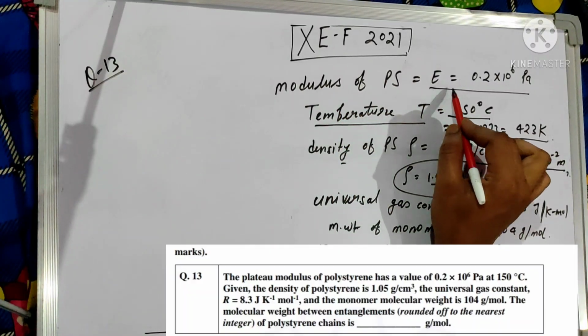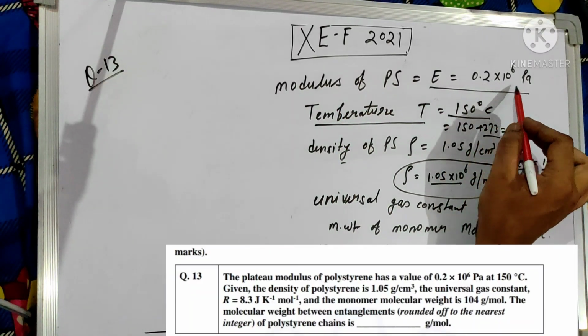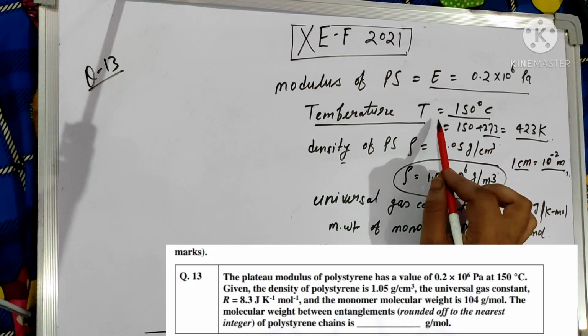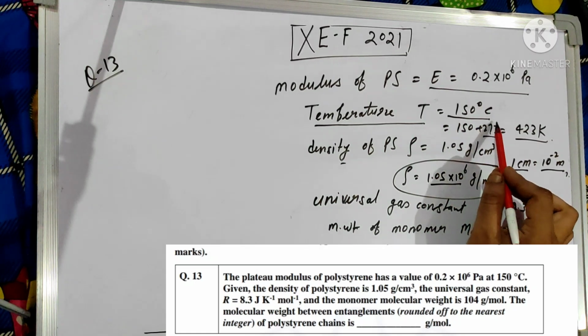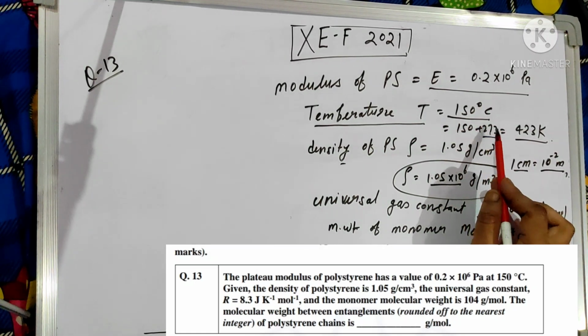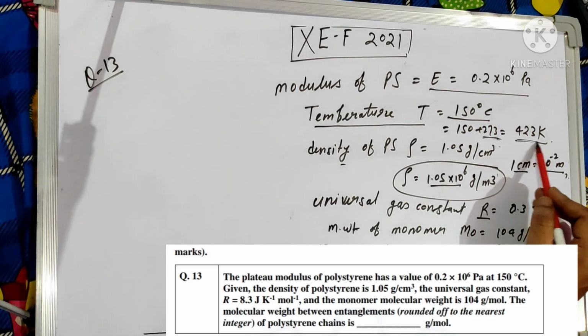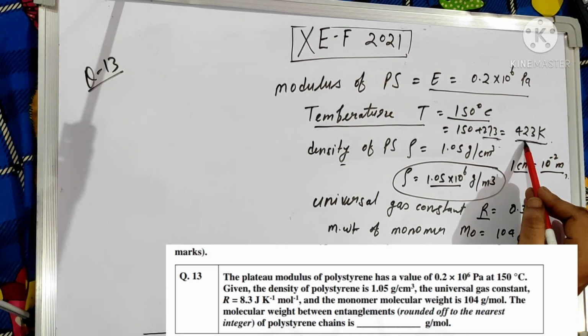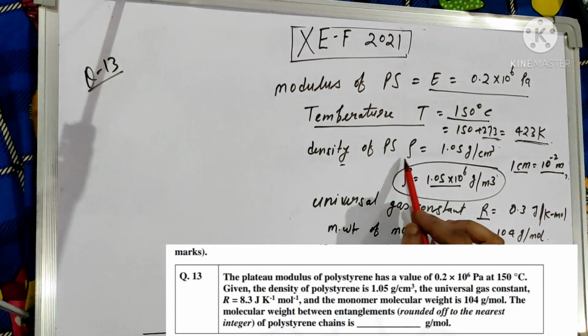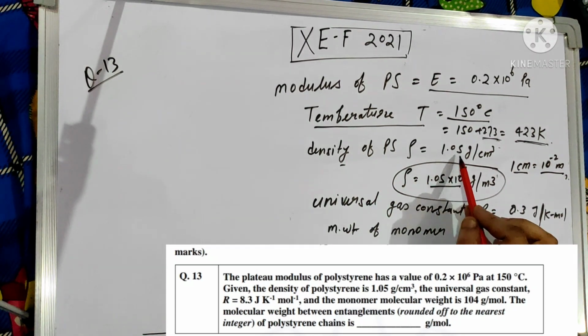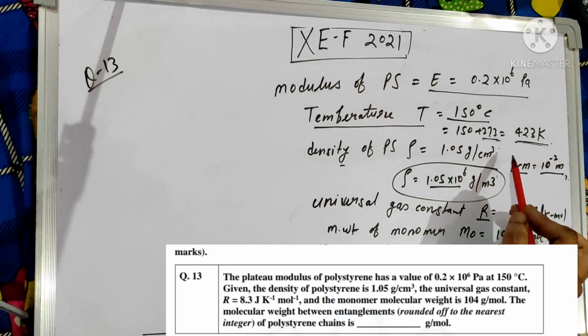Modulus of polystyrene E is equal to 0.2 into 10 power 6 and temperature T is equal to 150 degrees centigrade. Then by changing the temperature into Kelvin by adding 273, you get the temperature is equal to 423 Kelvin. And density of the polystyrene is given that rho is equal to 1.05 gram per centimeter cube.